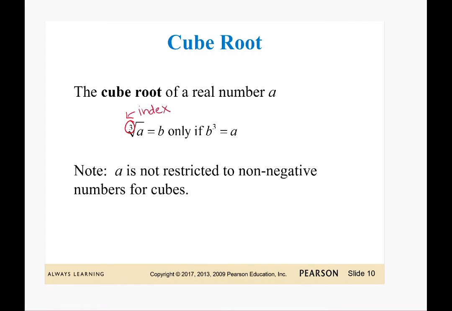If there's no number there, then it's just a square root. If it's a 3, it's a cube root. If it's a 4, it's a 4th root, a 5th root, a 6th root. So if your index is 3, then you're definitely going to look for perfect cubes.